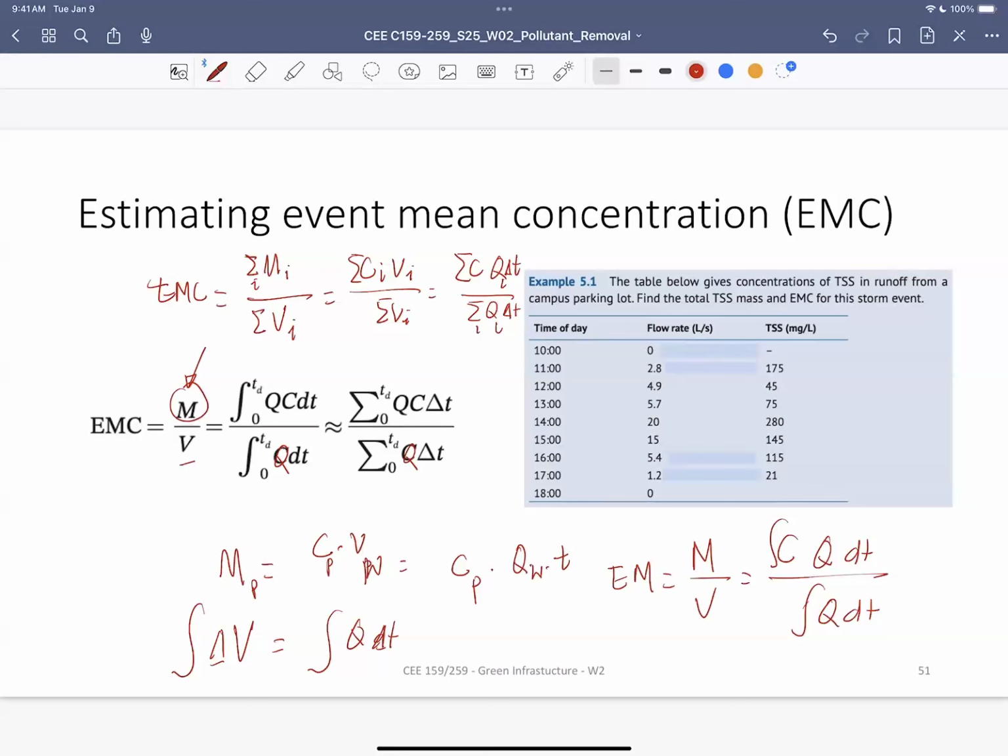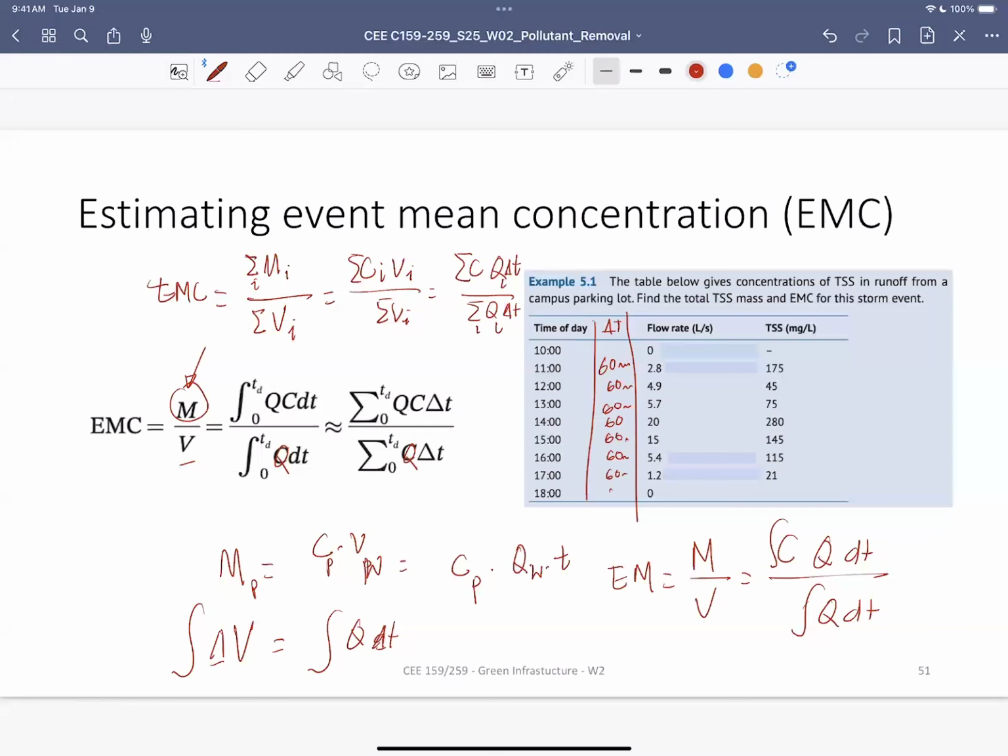So what you do is you know the flow rates, and you have TSS in milligrams per liter. Because of the times, you can calculate the delta T. So delta T is between 10 and 11, so this is 1 hour, which is 60 minutes. This is 60 minutes, 60 minutes, so this is all 60 minutes, or you can calculate in hours. And the flow rate is given in seconds, so this is the flow rate that happens before that.